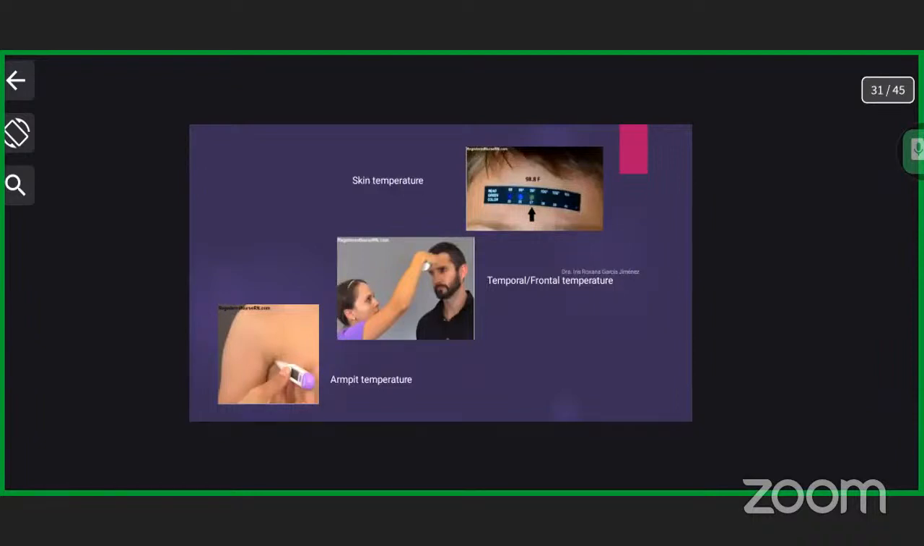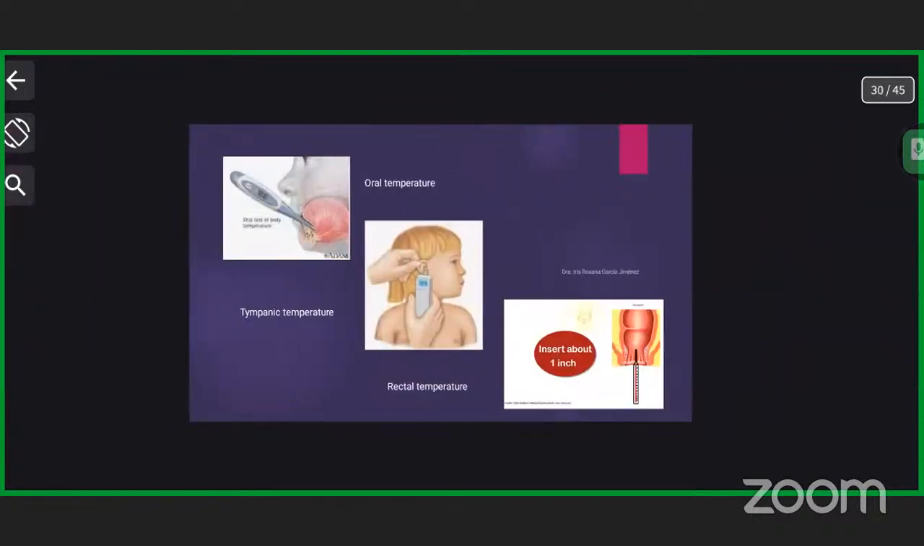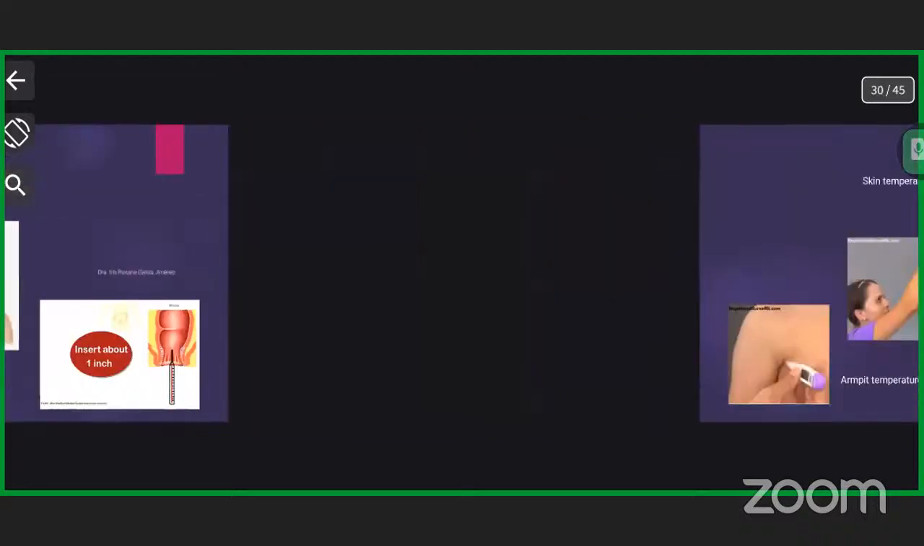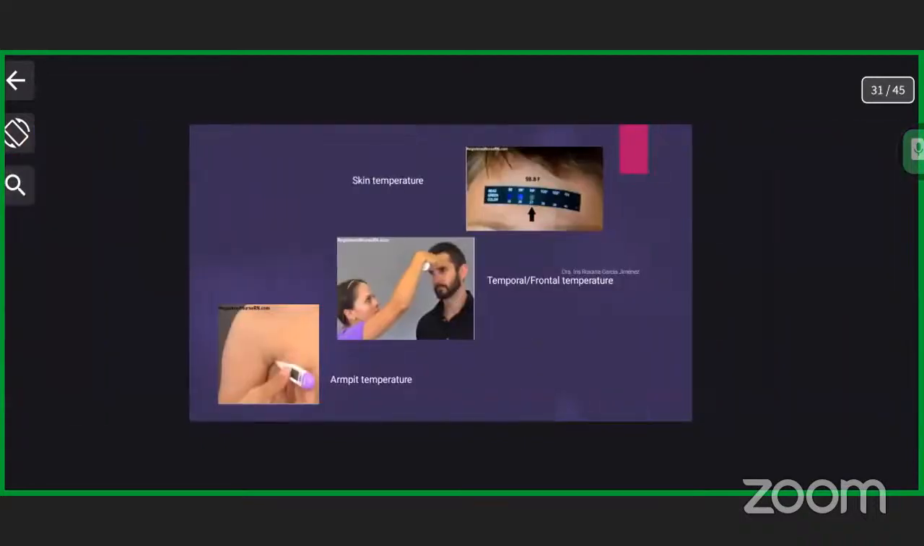My personal opinion, the skin temperature, well, I don't like it too much, but it's according to the experience that all of us get during this time, right? So it's a personal choice where to take it. But the most common ones are temporal or frontal now in pandemic times, and of course, the oral, the axillary too. For kids, tympanic is the best. So just extra, and for babies, the rectal one.